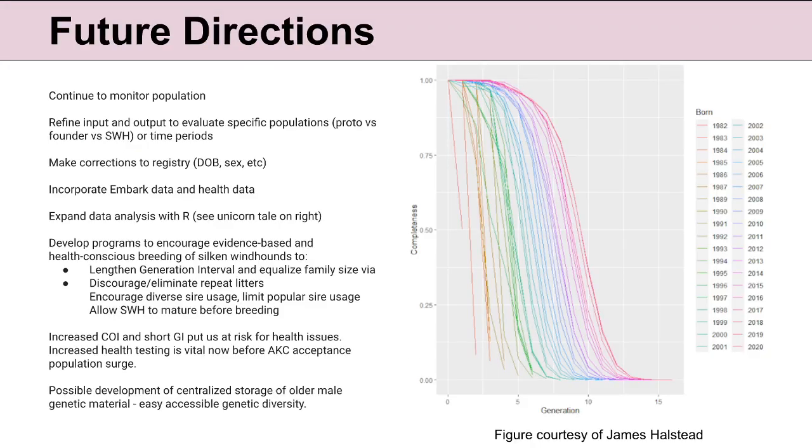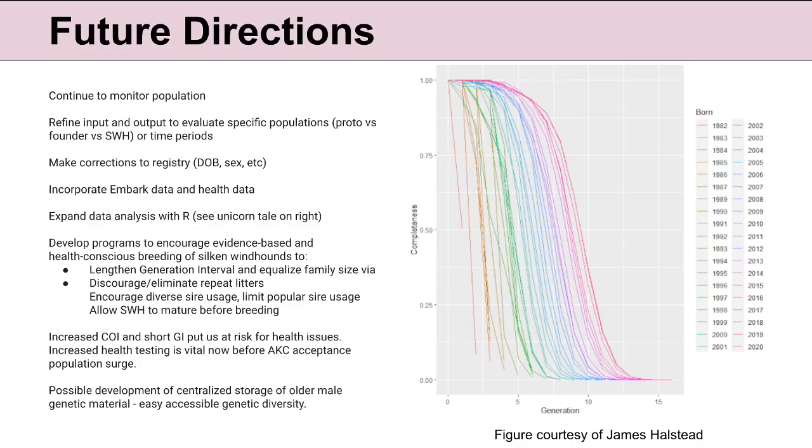And so for my future directions, what I would like to look at more with data is to continue to monitor the population at hand and refine the input and outputs to evaluate specific populations like proto Silken Windhounds versus founders versus the actual Silken Windhounds, or even diversity projects, or even fine tune it to specific time periods. What did post ISWS look like immediately compared to today?